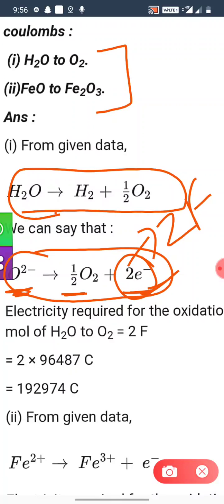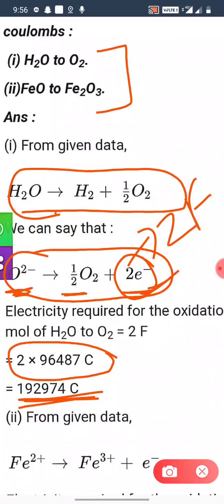So obviously the answer will be equal to 2 into 96500. You'll get the final answer. So I hope this is clear. Everywhere in these solutions, children, the value of Faraday used is 96487 coulomb, but you can use 96500 coulomb. Now moving on to the next part.